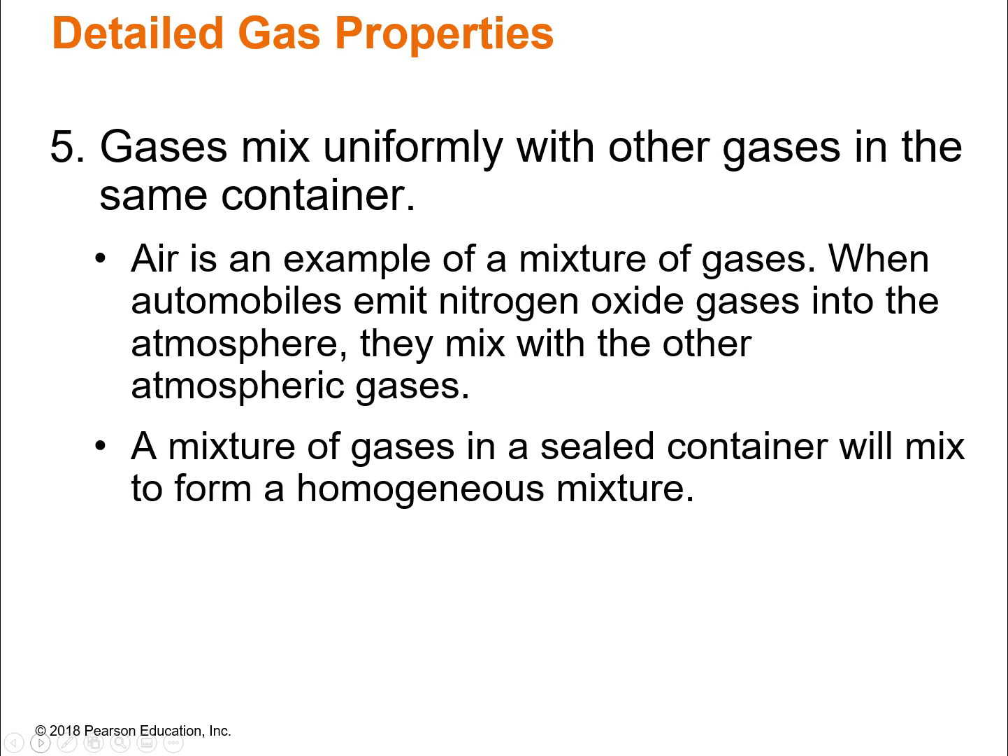So the last property is that gases mix uniformly with other gases in a container. So air, as you know, is a mixture of gases. We've got nitrogen, we've got oxygen, and a bunch of other stuff. And all of those things mix together uniformly. You don't find one big pocket of oxygen over one place and one big pocket of nitrogen somewhere else.